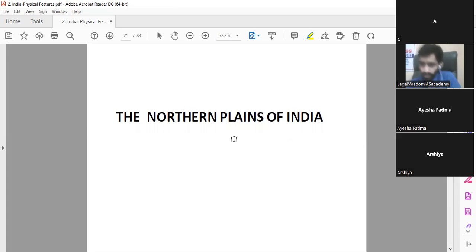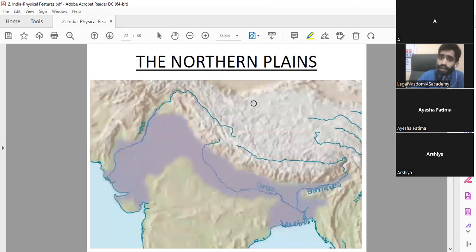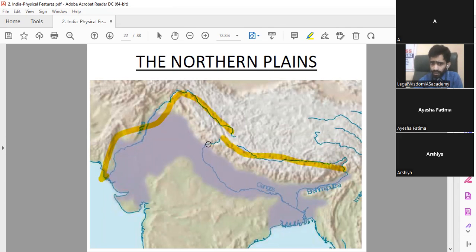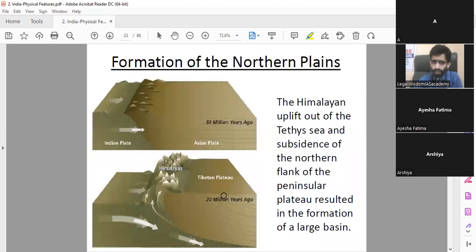Then we come to the northern plains of India. Northern plains of India, based on relief, are divided into 4 features, and they are the result of the Indus River, Brahmaputra River and Ganges River. Then you have the formation of northern plains. What is the formation of northern plains?